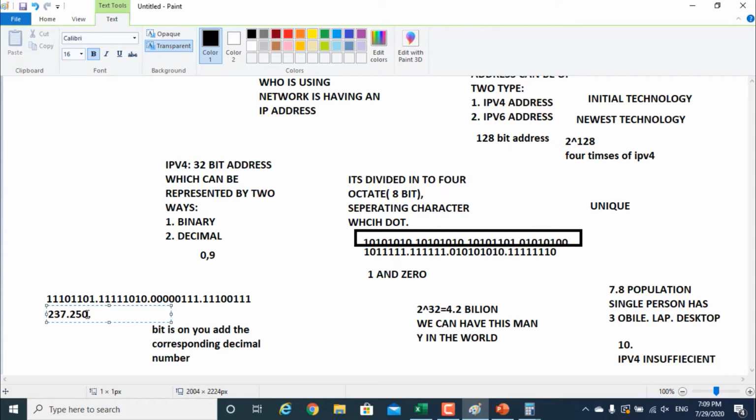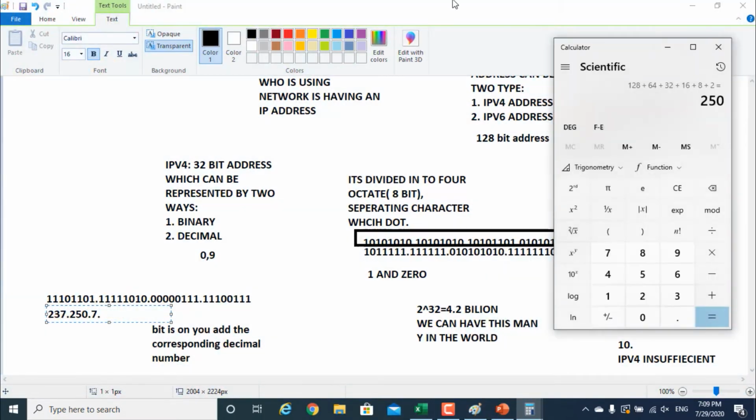Dot. Now see, all of them are off, only the last 3 are on, means 1 plus 2 is 3, 3 plus 4 is 7. Dot 7, and this one also. Let's calculate this one. So the last octet, 128 plus 64 plus 32. Okay, so the first 3 are on, then 16 and 8 are off, 4, 2, 1 are on, plus 7.